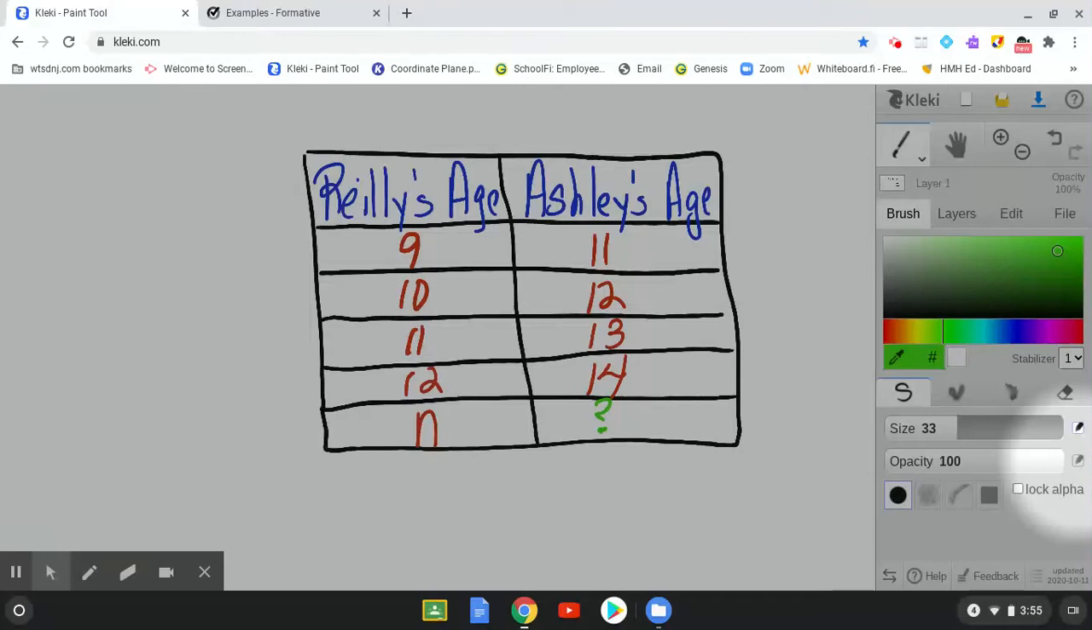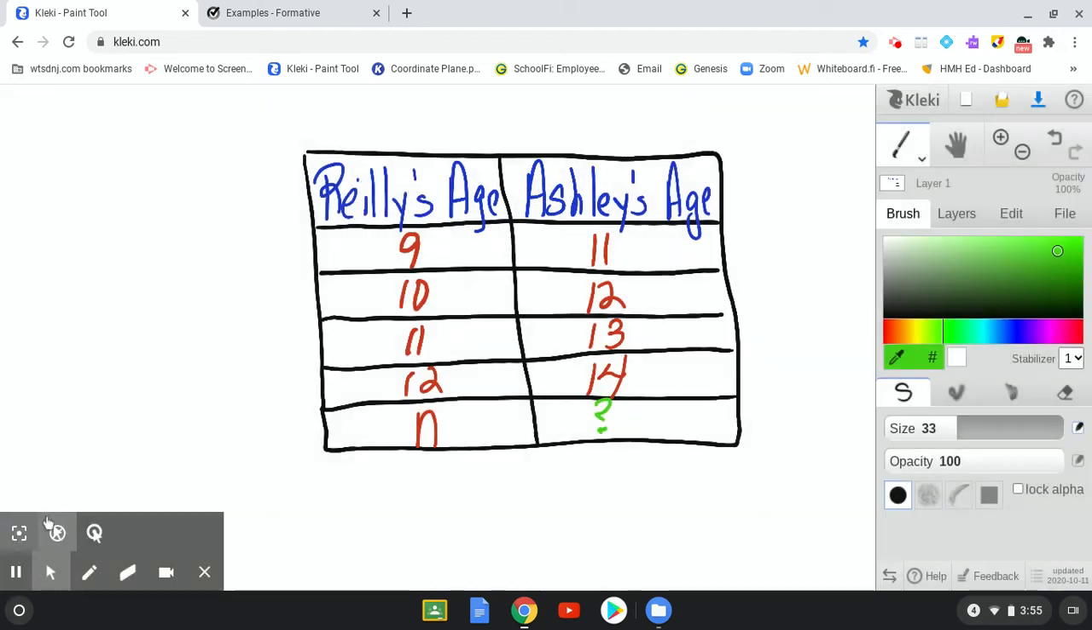Quick review on translating between tables and expressions. So I have a table here and I am looking at Riley's age and Ashley's age. And my directions are that I need to come up with an algebraic expression telling me how their ages relate to each other. So here, if you notice under Riley's age, this is going to be my variable, and they're telling us that the variable is n.